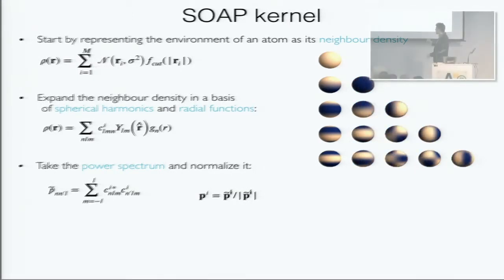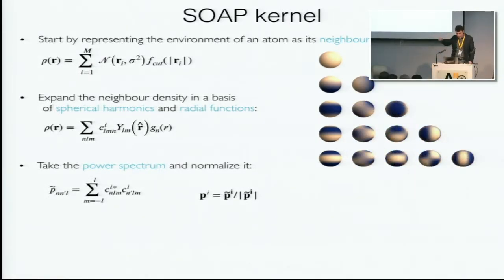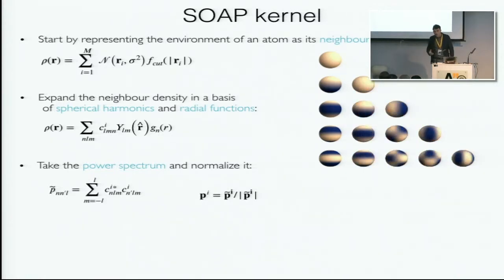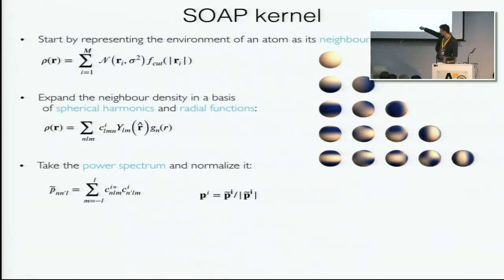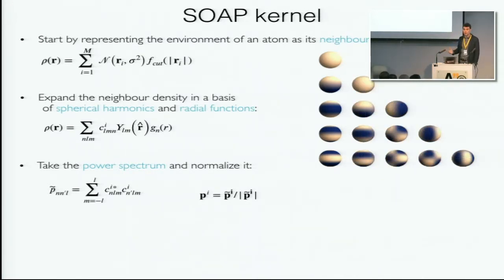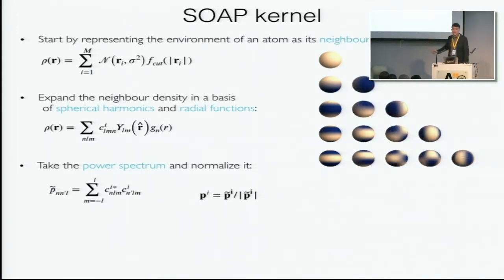We realize that if we take the power spectrum of this object, so if we take a sum over the m index of c star c, we obtain an object, this P tilde n n' l, which actually encodes information about a three-body term. So you see that the indexes are n, n' and l. n goes over the radial functions, n' also goes over the radial functions, and l is an angular term. So this is a three-body descriptor of the environment. This is an array. We can then normalize it and obtain this final descriptor, which is pi.